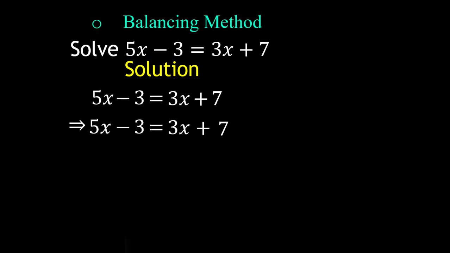Now what we simply have to do is to make sure that the variables are at one side of the equation and then the constants are at the other side of the equation. So first, what do we do? We'll try to move the variables to the left hand side of the equation. Thus, we subtract 3x from both sides as shown on the screen. Now, do you realize that 5x minus 3x is 2x, and then 3x minus 3x gives us 0.